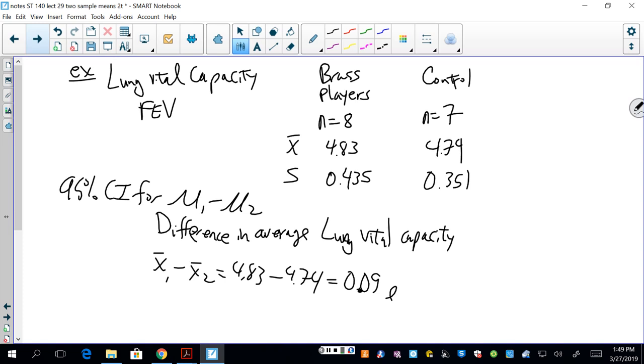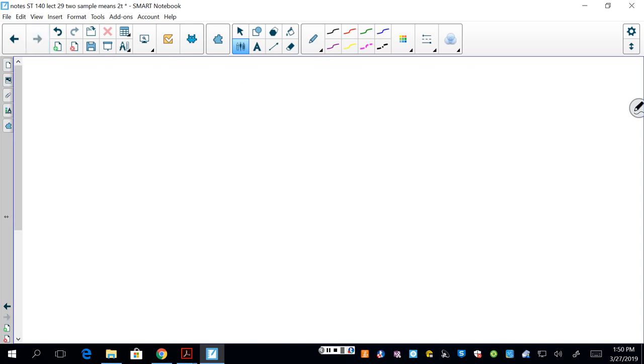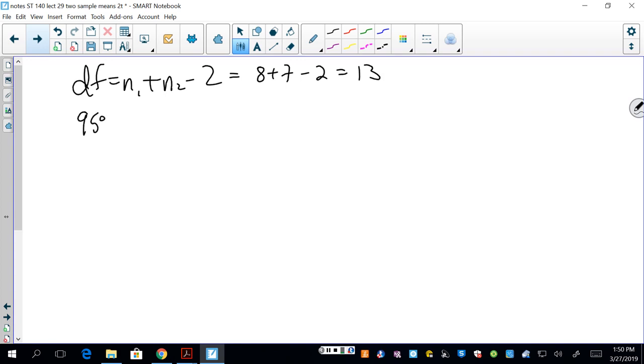We need to do a couple of extra steps to get this done. So degrees of freedom is one step: N1 plus N2 minus 2. So 8 plus 7 minus 2 is 13. We're going to do a 95% confidence interval.